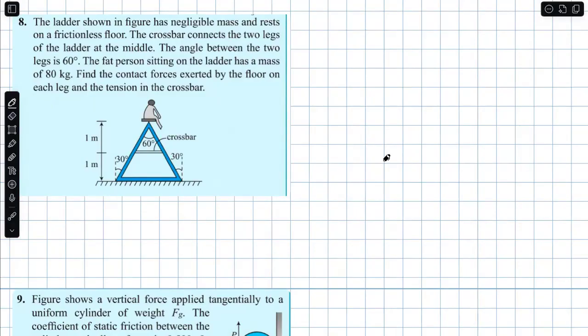Yes, we have already done this question, but okay. The ladder shown in the figure has negligible mass, rests on a frictionless floor. The crossbar connects the two legs of the ladder at the middle. We have almost done the same question yesterday. The angle between the two legs is 60 degrees. The fat person sitting on the ladder has a mass 80 kg. Find the contact forces exerted by the floor on each leg. Now you take only the, do you remember yesterday we took only the left arm?